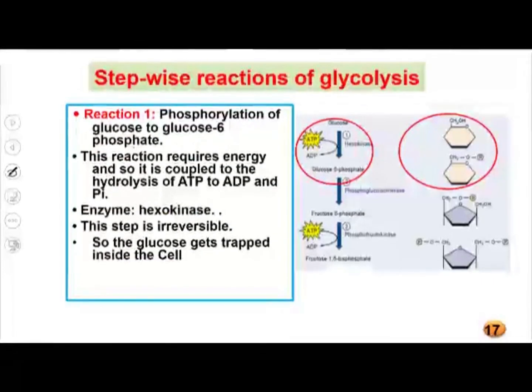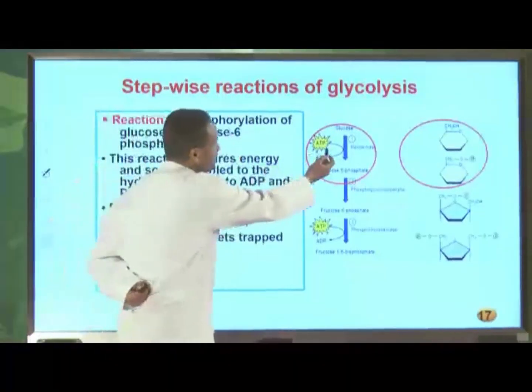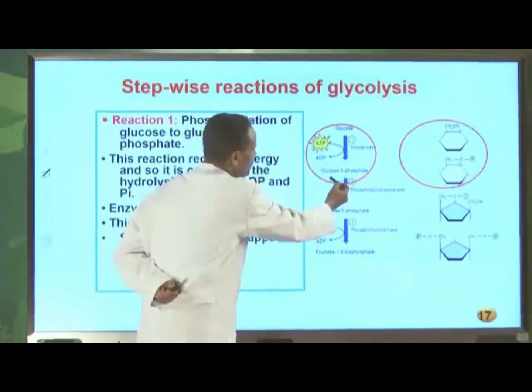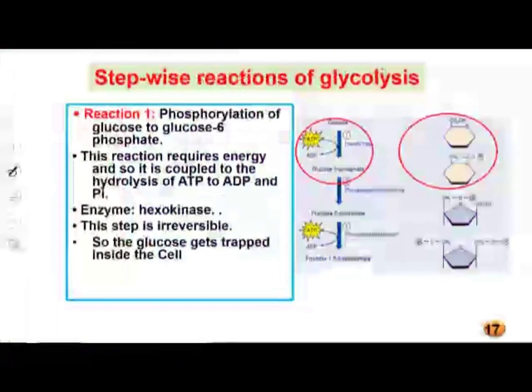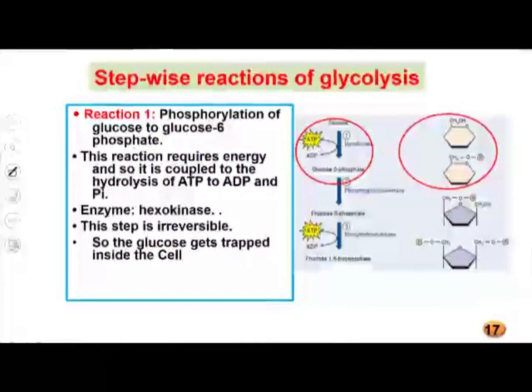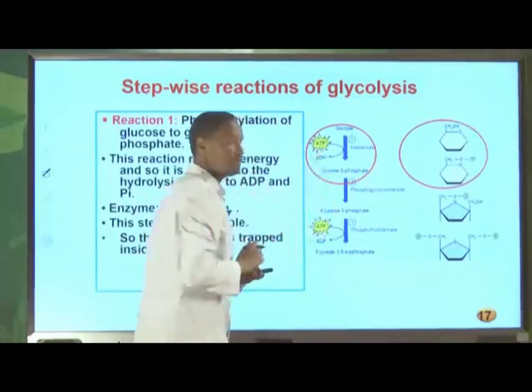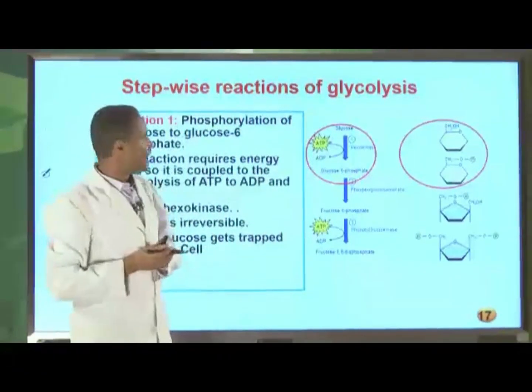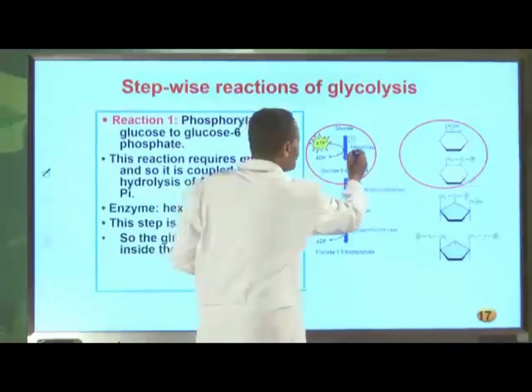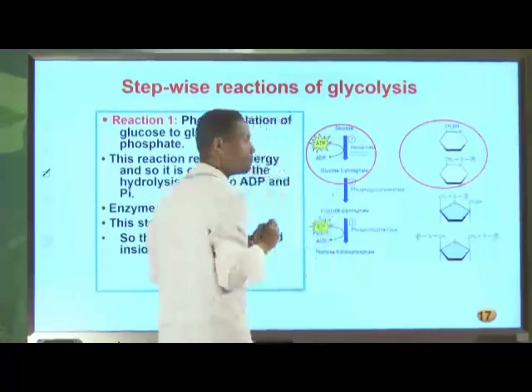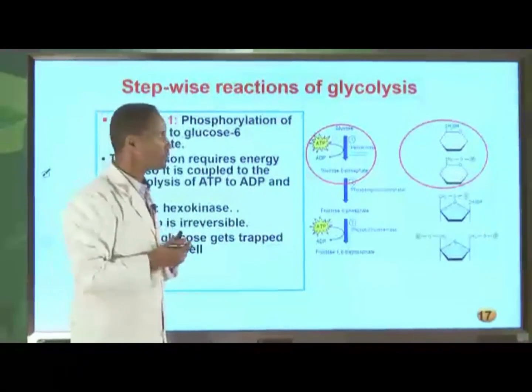Stepwise reactions of glycolysis. Reaction 1 is when glucose is converted into glucose 6-phosphate. This is the structure of glucose, which is used for the process of cellular respiration or glycolysis. In reaction 1, glucose is converted into glucose 6-phosphate. At this step, 1 molecule of ATP is consumed, and the reaction is facilitated by the enzyme called hexokinase.